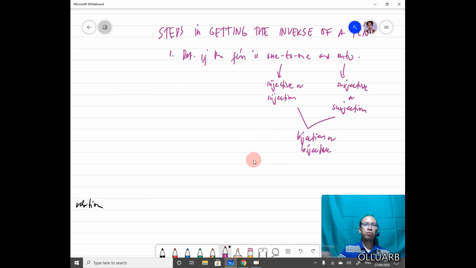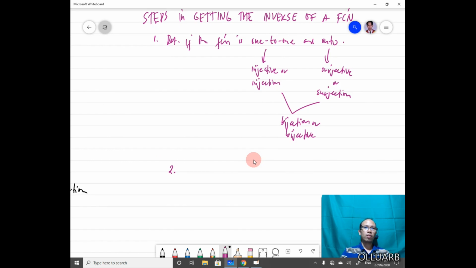After determining if the function is one-to-one and onto, then you are now ready to get the inverse of the function. So we are now ready to get the inverse.